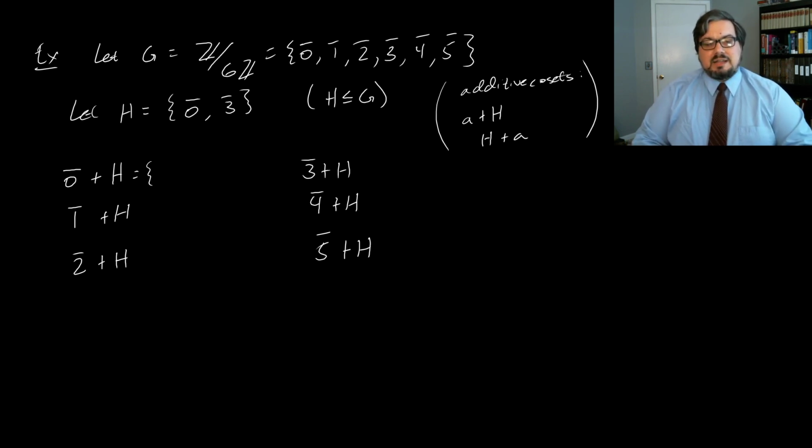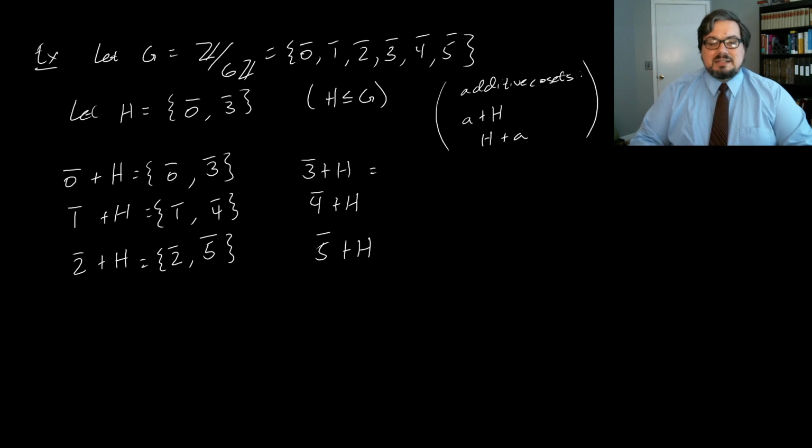And in order to get the coset 0 bar plus H, for instance, we're simply going to take 0 bar and add it to each of the elements in H. So 0 bar plus 0 bar is 0 bar, 0 bar plus 3 bar is 3 bar. Now we take 1 bar plus H. 1 bar plus 0 bar is 1 bar. 1 bar plus 3 bar is 4 bar. And we continue. In each case, we're simply taking our representative and adding it to each one of the elements in H. 4 bar plus 0 bar is 4 bar, 4 bar plus 3 bar is 7 bar, which is 1 bar.